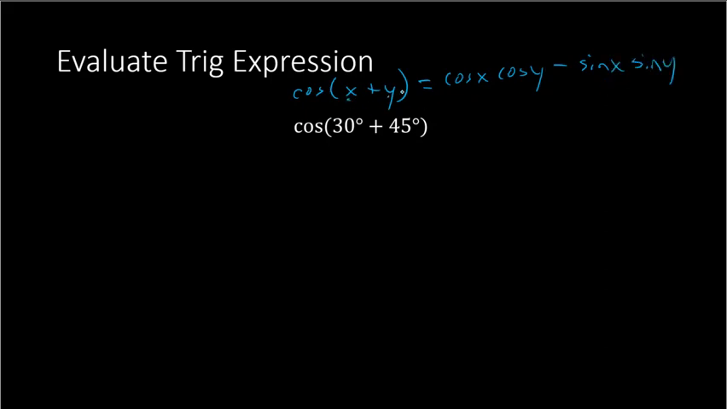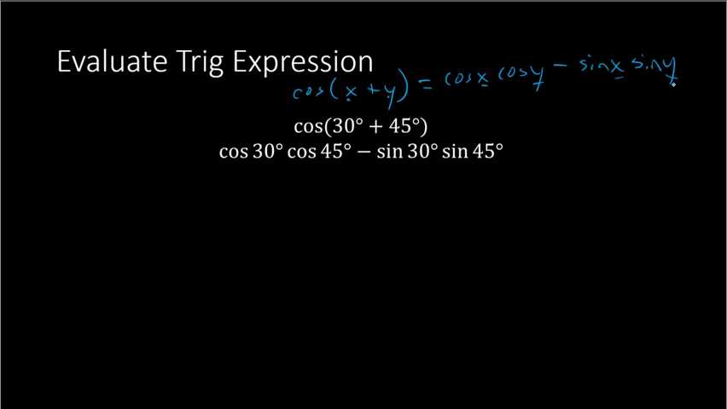So in place of x and y, we plug in 30 degrees and 45 degrees. So now what we have is cosine of 30 degrees times cosine of 45 degrees minus sine of 30 degrees times sine of 45 degrees. And then from here, we just plug in those values.